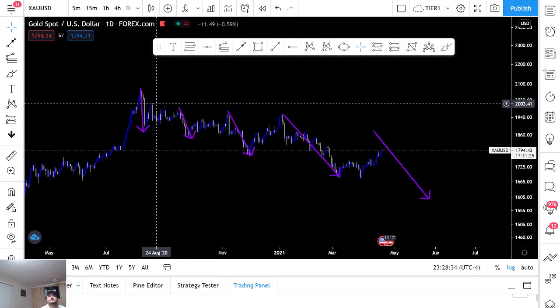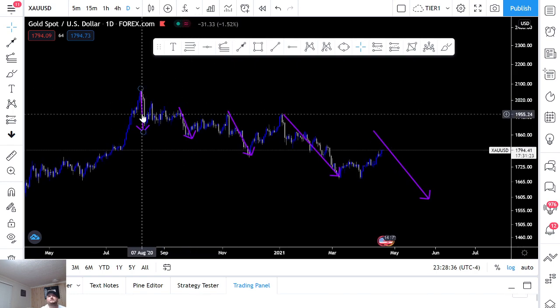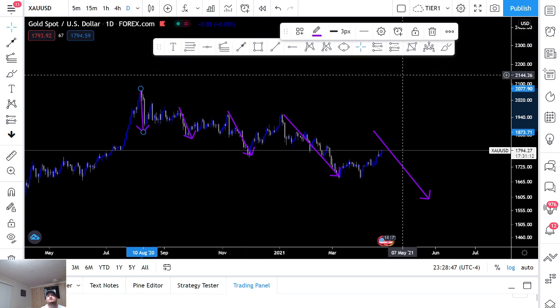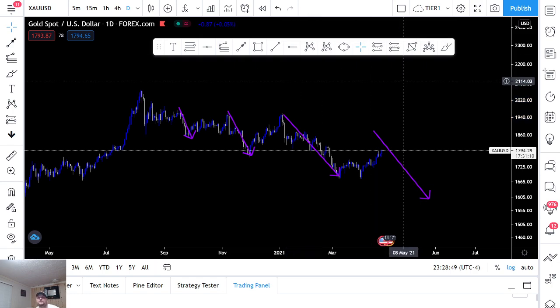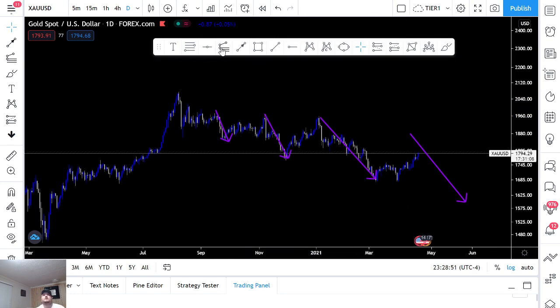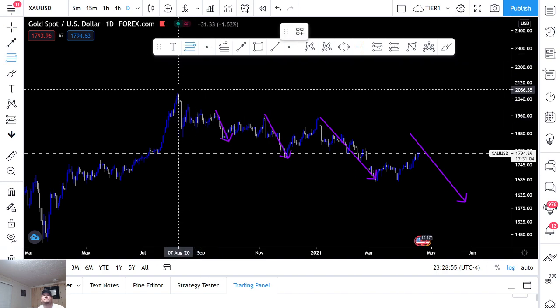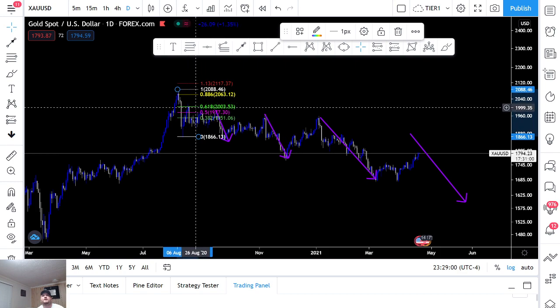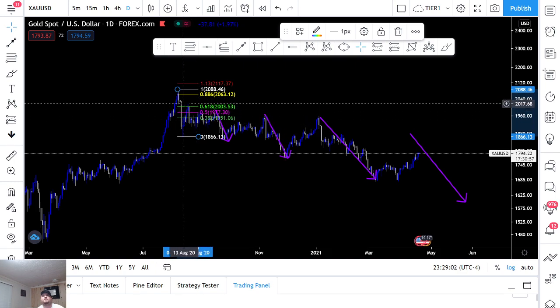This is not really an impulse leg, but something to start with. Let's delete this one. But you can tell how it pulls back to the 61.8 right here at 2,000. You can tell right here.